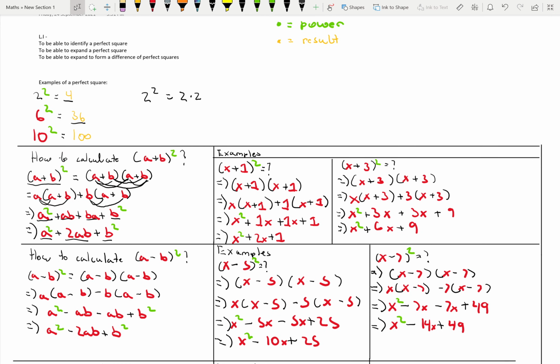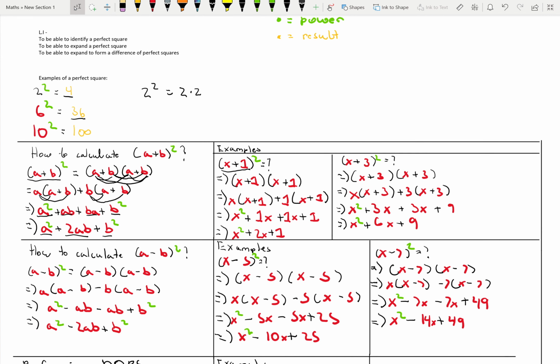Let's try an example. So we have here x plus 1 whole squared. Well, again, to find the perfect square of something, you multiply an integer by itself. So x plus 1 times x plus 1. And once again, you use the distributive law and multiply x with x, and then multiply x with 1, and then do the same thing for this integer here as well. 1 multiplied by x and 1 multiplied by 1.